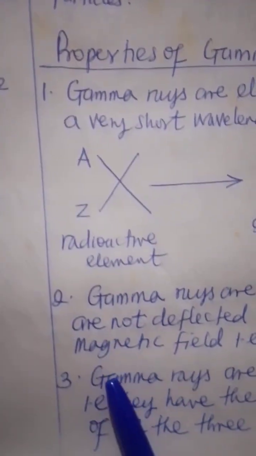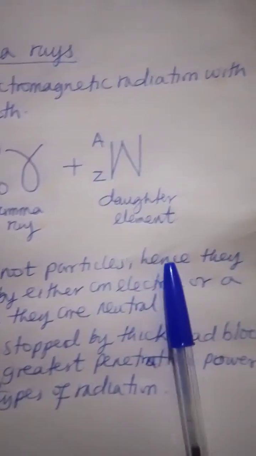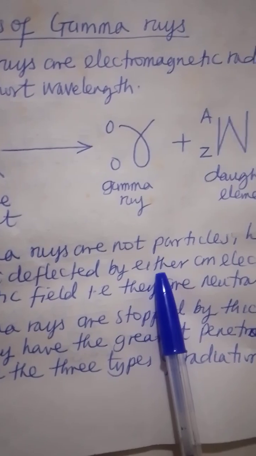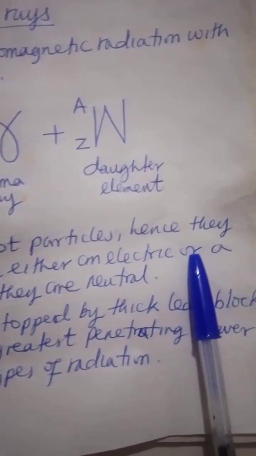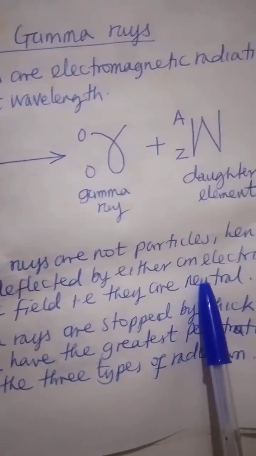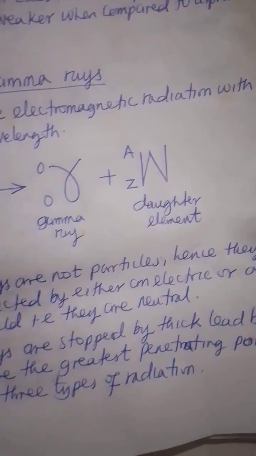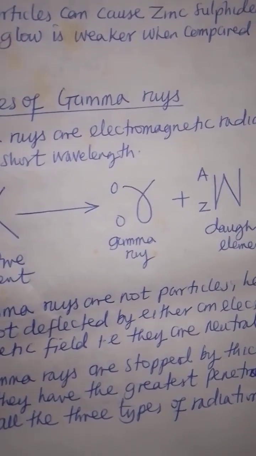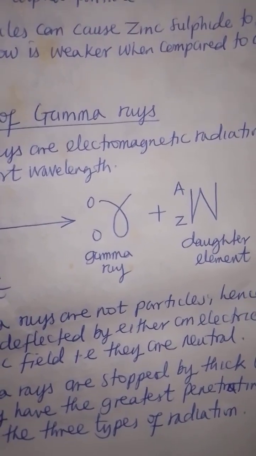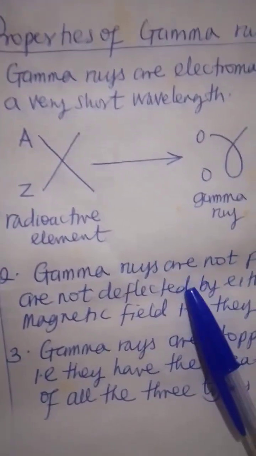Property number 2. Gamma rays are not particles. Hence, they are not deflected by either an electric or a magnetic field. That is, they are neutral. Gamma rays are not charged particles. And because they are not charged particles, they are not attracted to the electric field or magnetic field. They are not deflected.